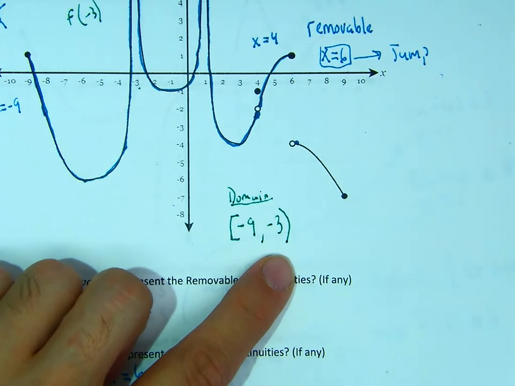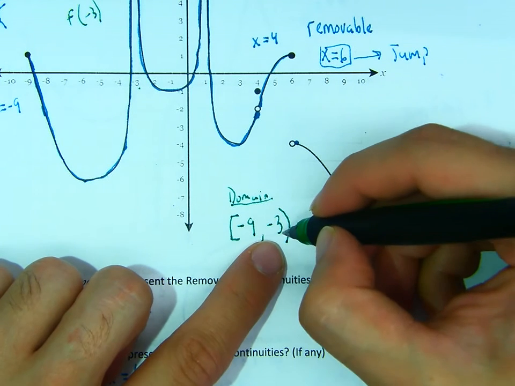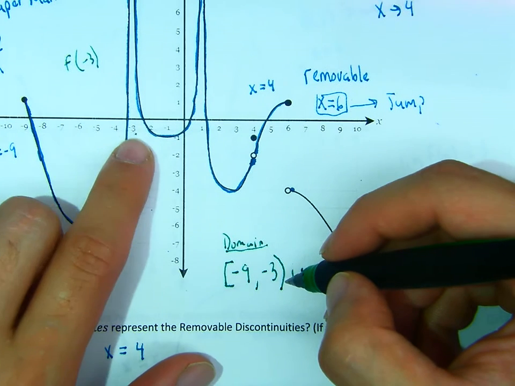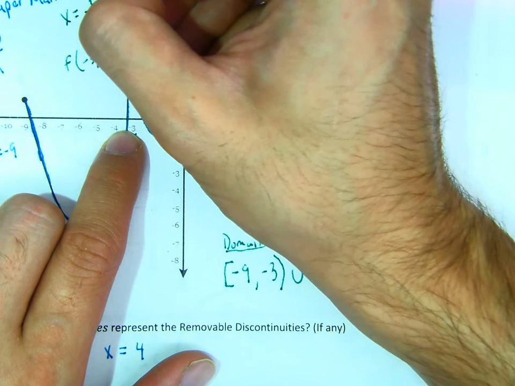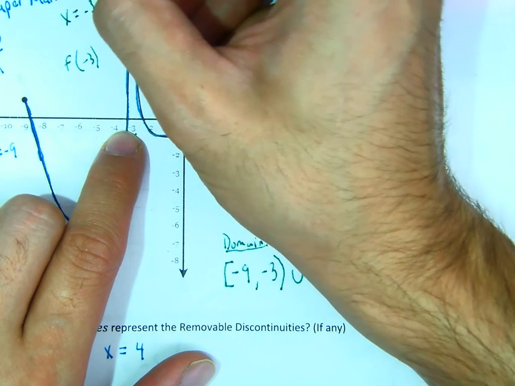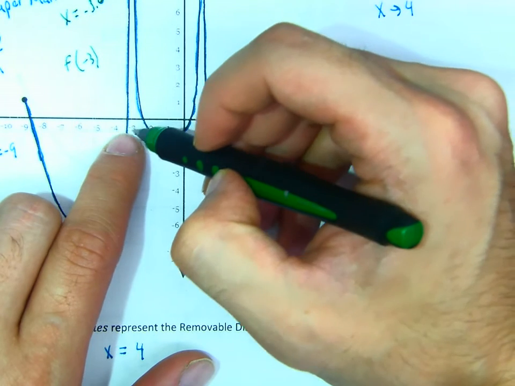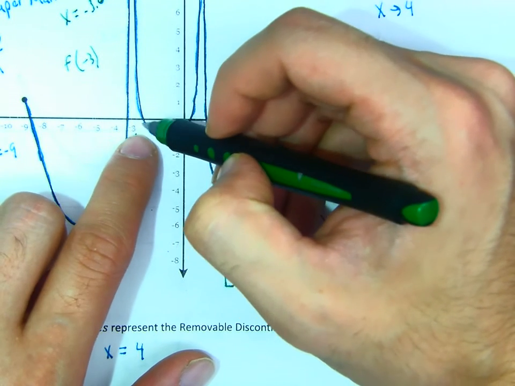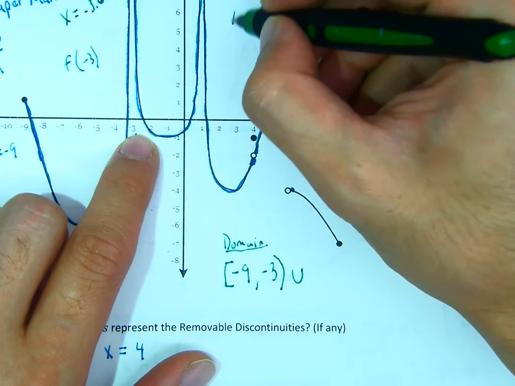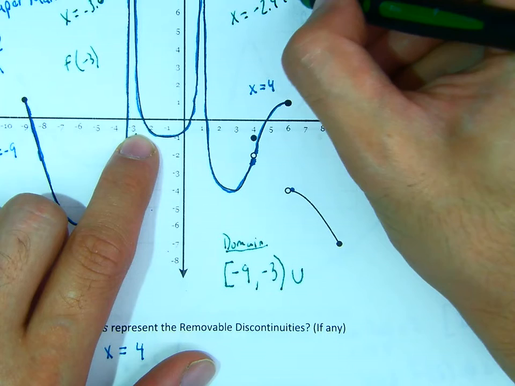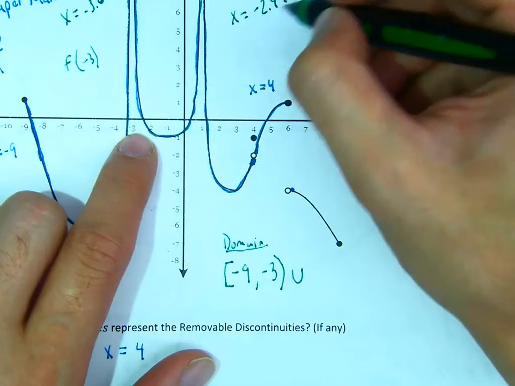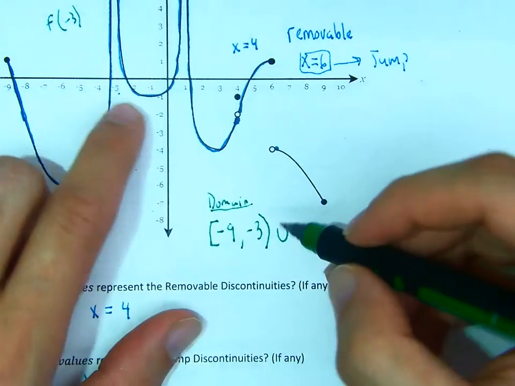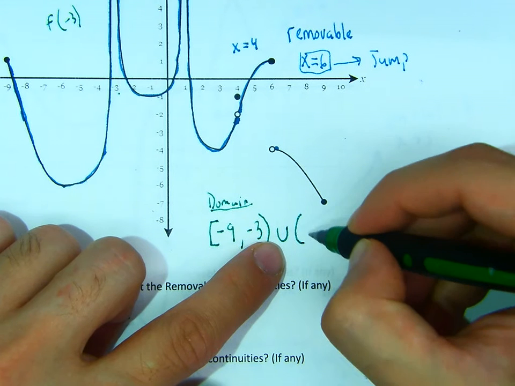Now what we're going to do is use that symbol of union to say, okay, we don't have -3, but notice that we have everything to the left of -3. For example, x equals -3.0001, you have this x value. So you have everything to the left of -3, and you also have everything to the right of -3. Like x equals -2.9999, you have this x value. You just don't have -3. So to say that you're very close to -3, but you don't have it, we're going to say union parentheses -3.